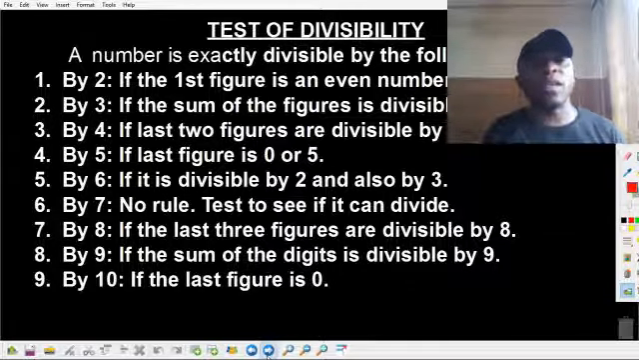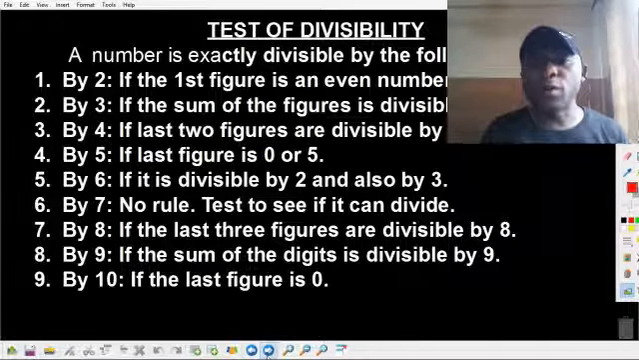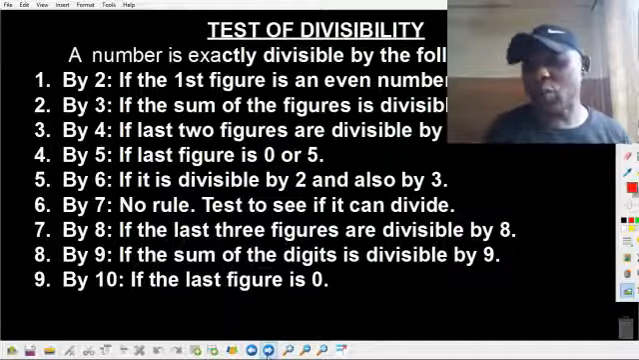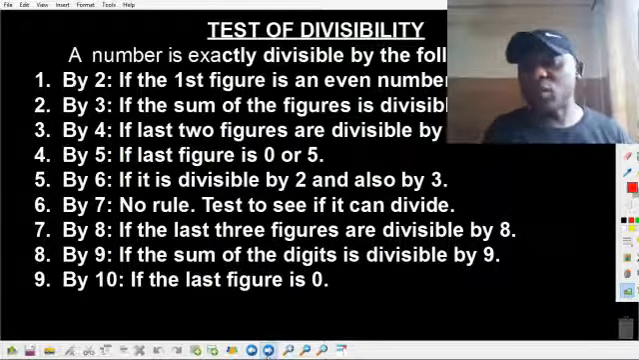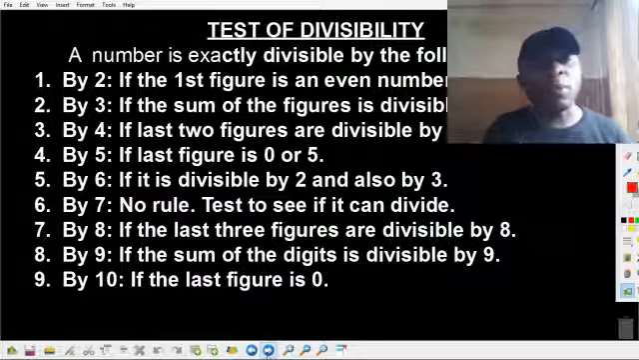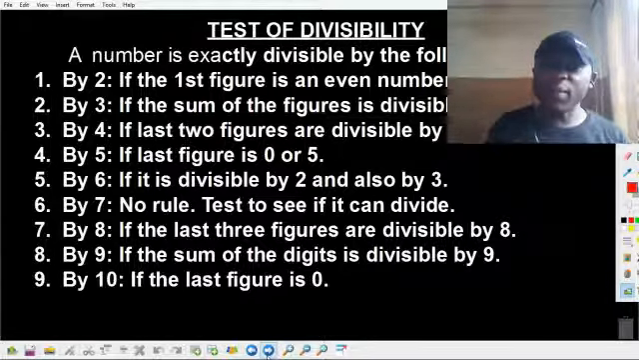Right now, the essence of this is to enable pupils to divide whole numbers without having issues, using factors to divide. Now if a whole number must be divided by 2, then they should consider if the first figure is an even number. They must use 3 to divide a whole number. They should consider if the sum of the figures is divisible by 3.